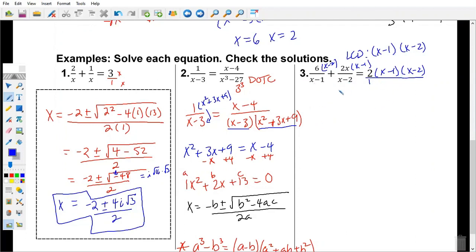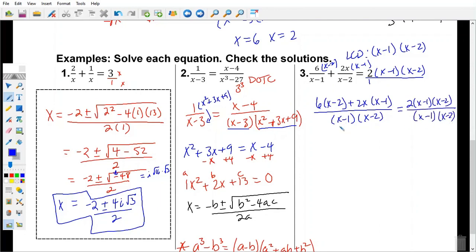So what this would look like in terms of putting it all together, I would have 6 times x minus 2 plus 2x times x minus 1, all over x minus 1 times x minus 2, equals 2 times x minus 1, x minus 2, all over x minus 1, x minus 2, which is why now our denominators are the same, which is why all we have to do is focus on the numerators. Okay, so our numerators are going to distribute and combine like terms and then proceed to solve.